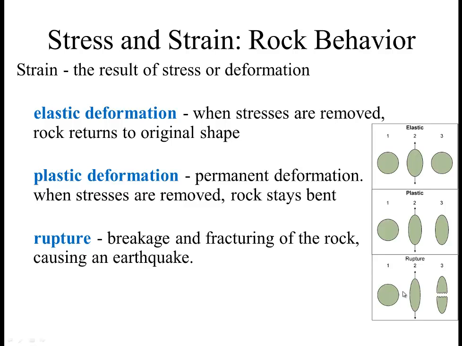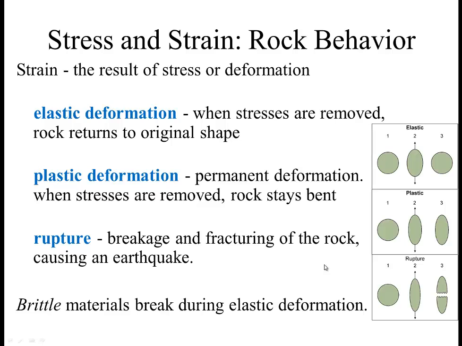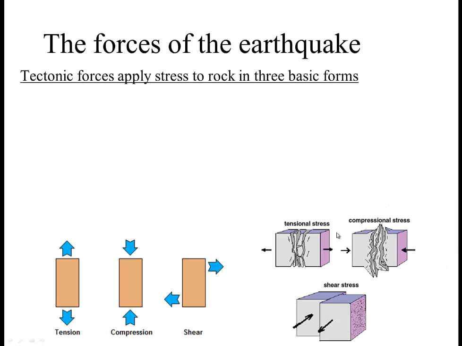Rupture, where we actually put the force into the rock and the rock gets to the point where it breaks. When we release the energy, it's the actual breaking of the rock which is going to cause the earthquake. This is not earthquake causing. Brittle materials break during the elastic deformation. When we have something that's very strong, very brittle, sort of like peanut brittle, and you put elastic stress on it, it will settle back into its original size and shape, except it'll be broken.